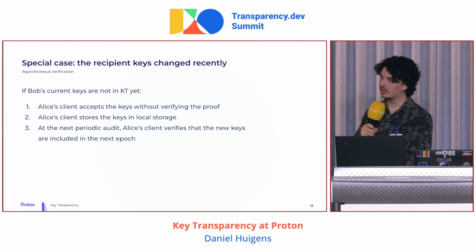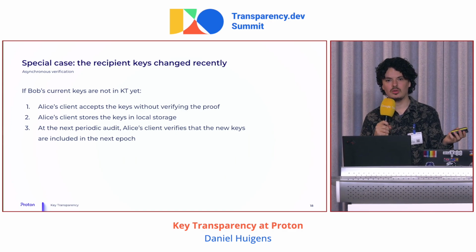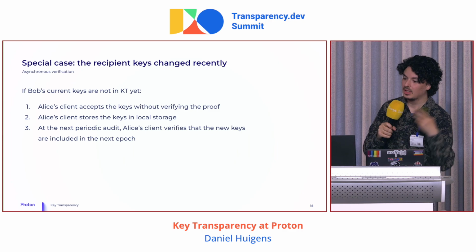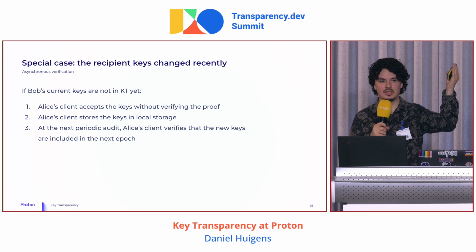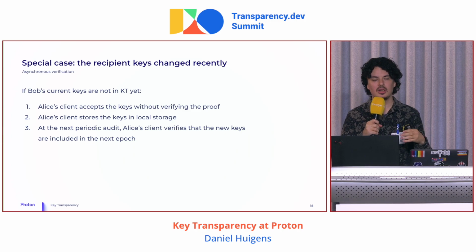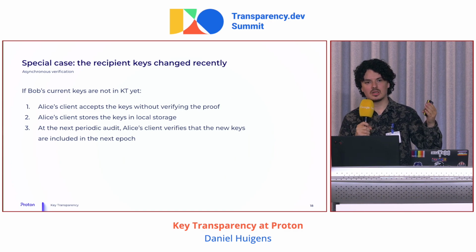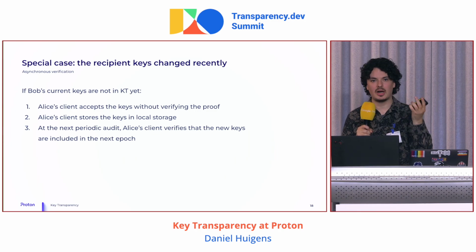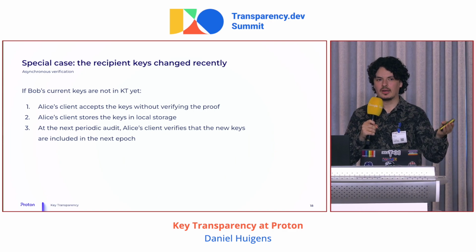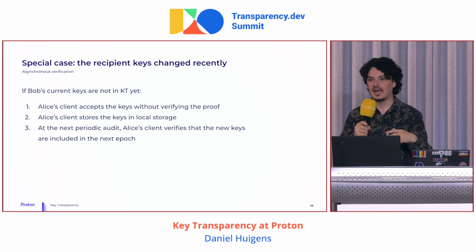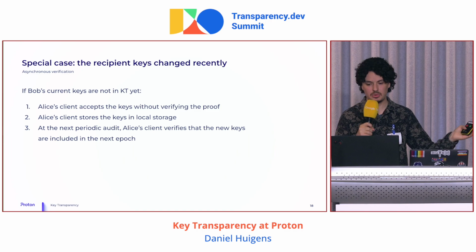So there is an edge case here, which is if the recipient keys recently changed. You might remember that I said at the beginning that we issue an epoch every 4 hours, which is quite a long time, and during that time the keys might change. And in that case, you get the signed key list that the user created and store it locally as well. We still accept the keys and we still show a blue lock, but in the next periodic audit, so this is at the same time as you're doing the self audit or the self monitoring, you also check the signed key lists that you got for other users and check that they indeed were included in the next epoch, or at least within an epoch in the next 72 hours.